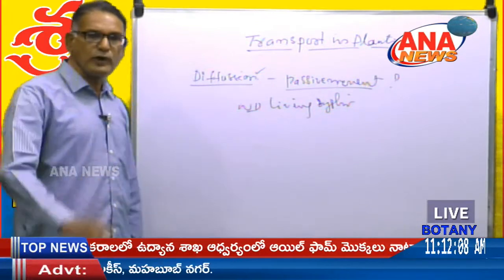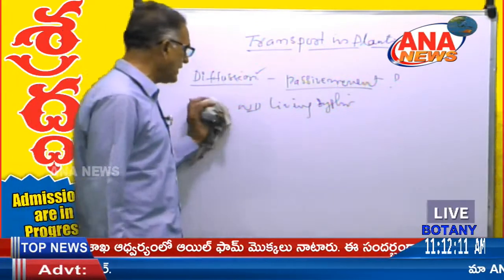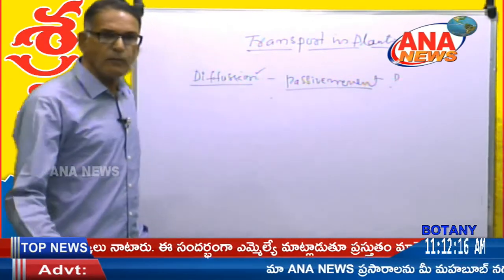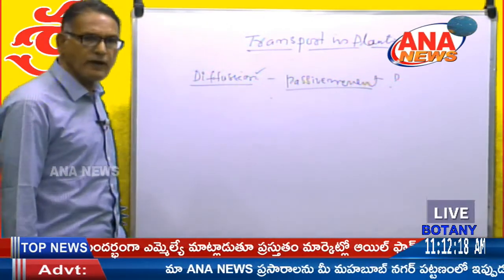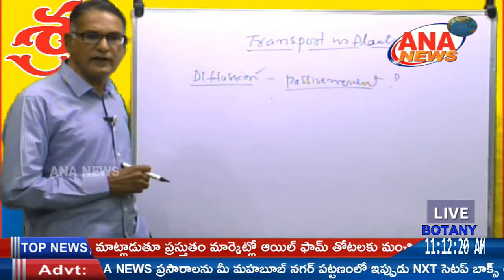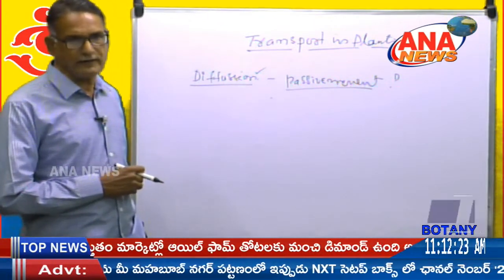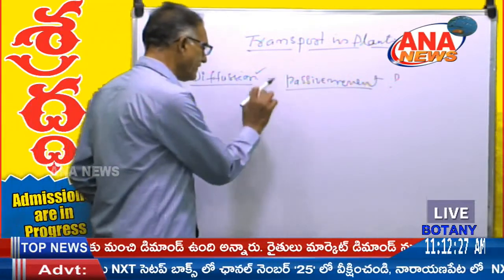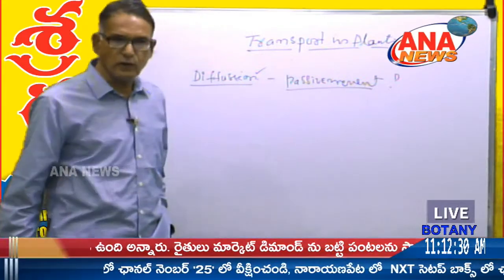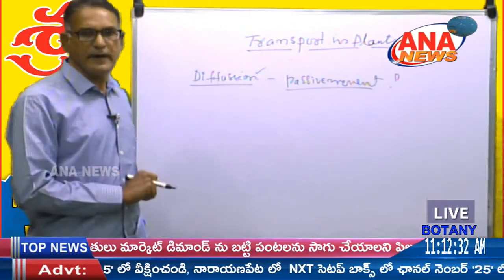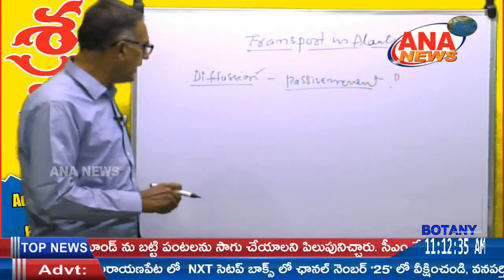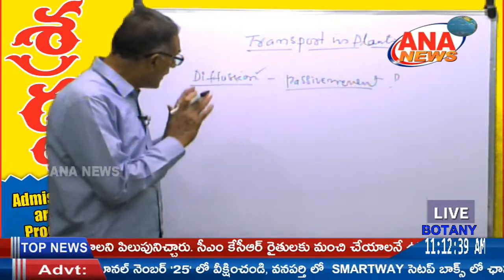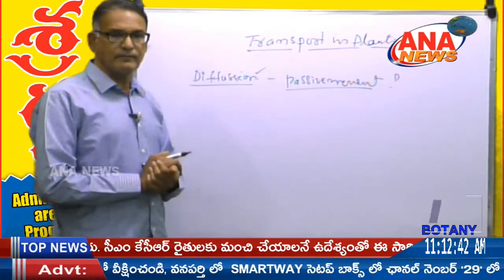It takes place only on a concentration gradient. You know the definition: diffusion means the movement of ions or particles from a higher concentration region to a lower concentration region. So diffusion depends only on the concentration gradient. Hence, it is a passive movement without involvement of any metabolic energy. Another point is that there is no involvement of a living system.